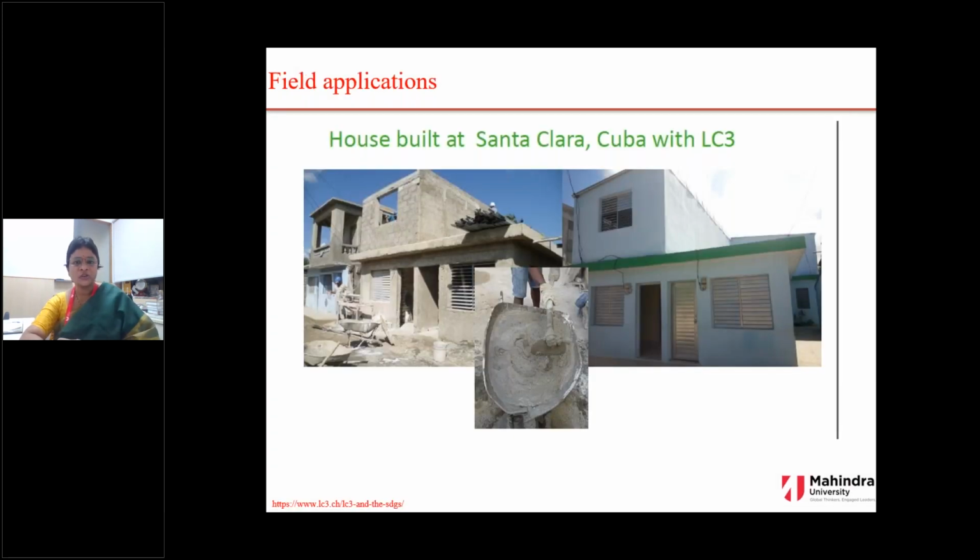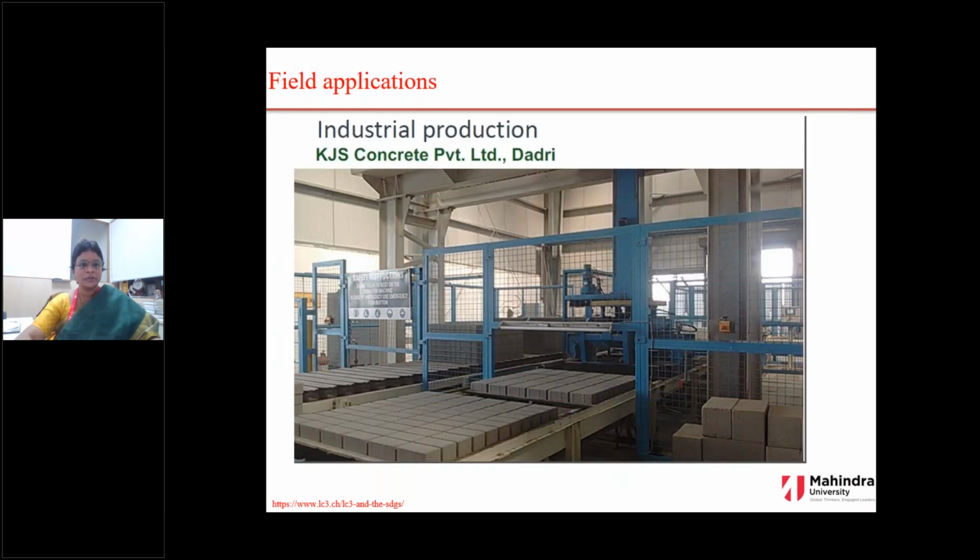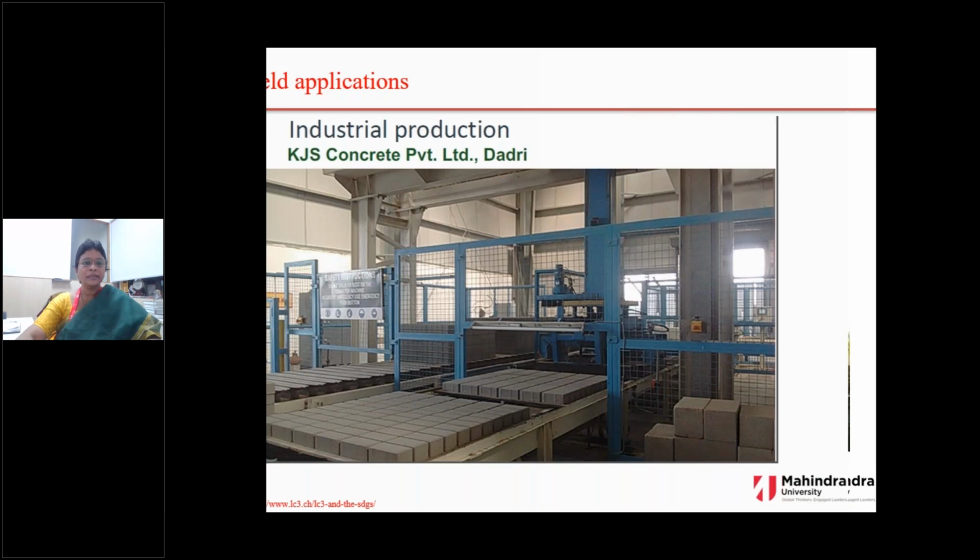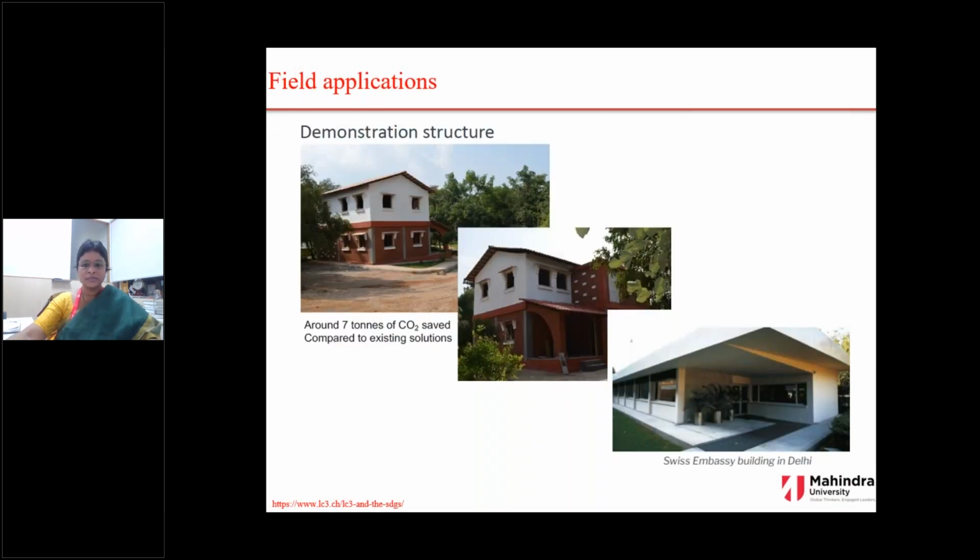And coming to the field applications using LC3, the first field application happened in Cuba. There was a house built at Santa Clara. This is the house which was built with the LC3 system. The entire house was built with the LC3 system. And then later, there is an industrial production at Dadri. They developed LC3 blocks. And this is a demonstrative structure, a Swiss building in Delhi, which is being built with LC3. It is claimed that around 7 tons of CO2 was saved in comparison with existing structures.